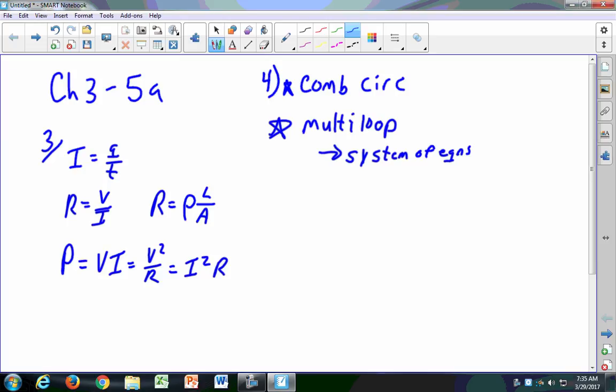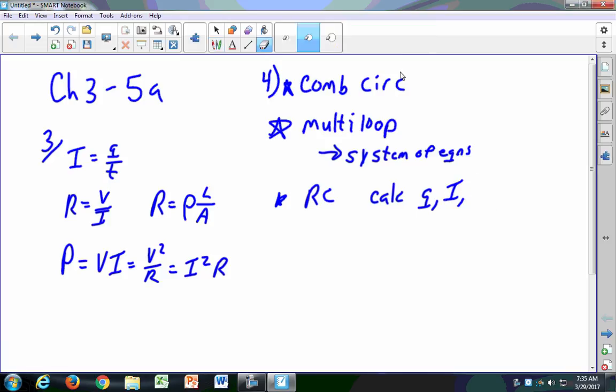All right. That was basically it, I think, in that chapter. I mean, we talked about electromotive force and the loop rule and the junction rule, but all that comes in with these different kinds of circuits. So from that chapter, oh no, I'm sorry, RC circuits are there too as well. So RC circuits, you need to be able to calculate the charge, current, voltage, and the time for an RC circuit.